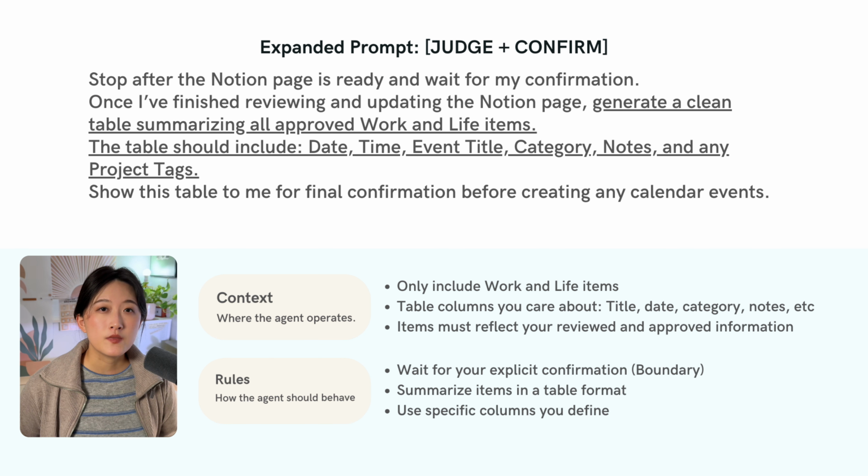And you can see in the expanded prompt, we add boundaries that agents shouldn't cross because it helps define the scope. I only want to include work and life events because newsletters usually don't go straight into the calendar. We also add rules the agent must follow. Wait for my confirmation before proceeding, and summarize items in a table format with specific columns. Again, the workflow hasn't changed, but the behavior is now much more predictable.